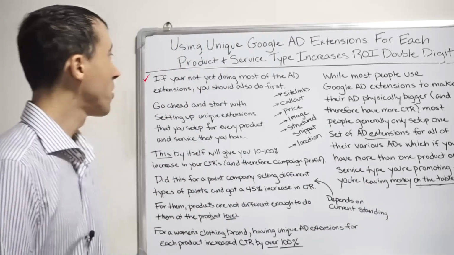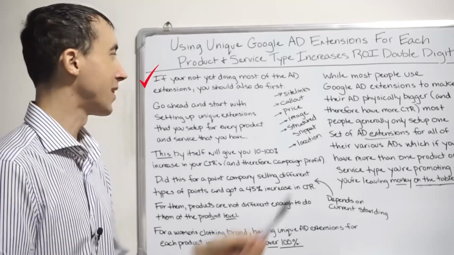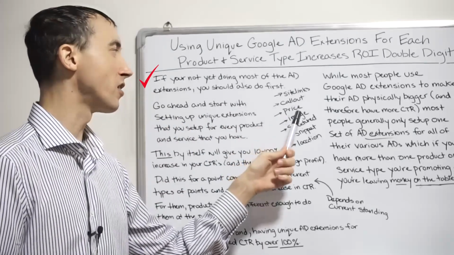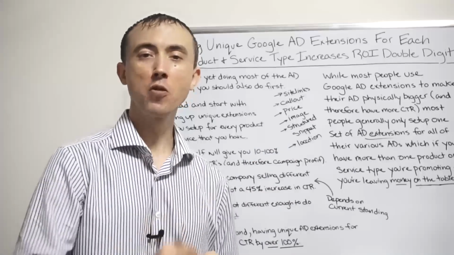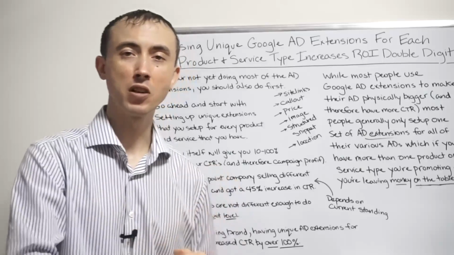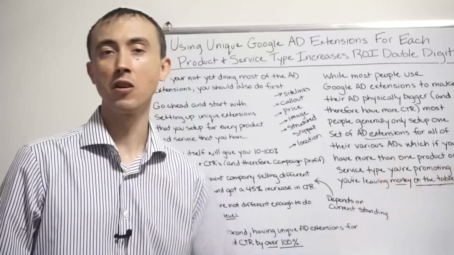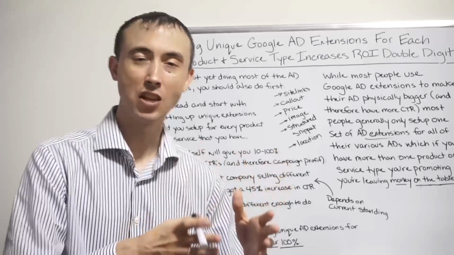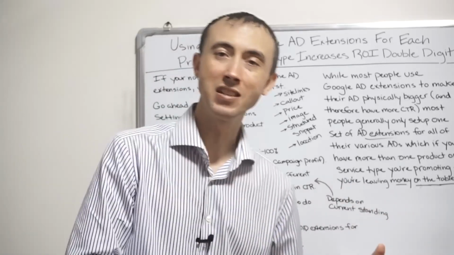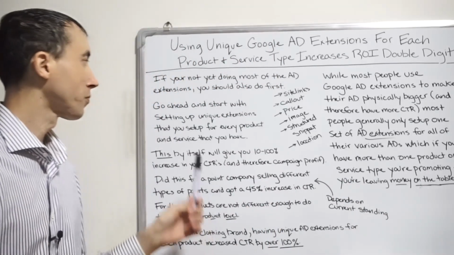Now, if you're not doing most of the ad extensions already in your account, site link extensions, call-out extensions, price extensions, so on and so forth, that actually should be the first thing you go ahead and stop and do for your company, because that right there can provide an even bigger return than just trying to make one site link extension for every product. And it's also easier. You can do that basically in an hour.